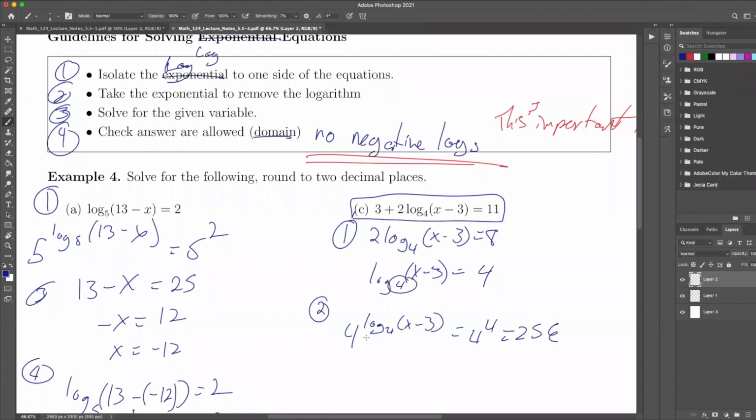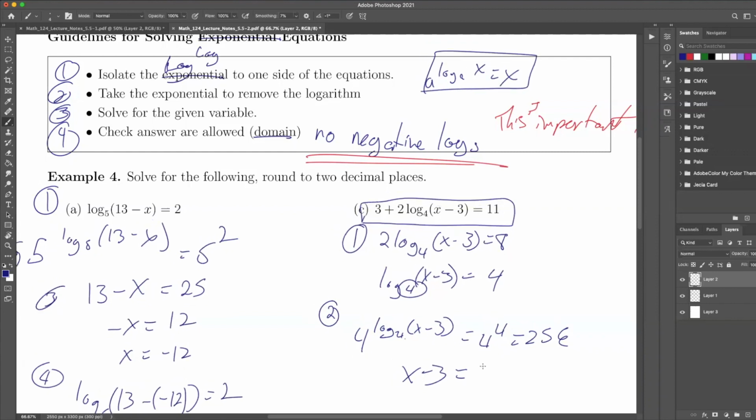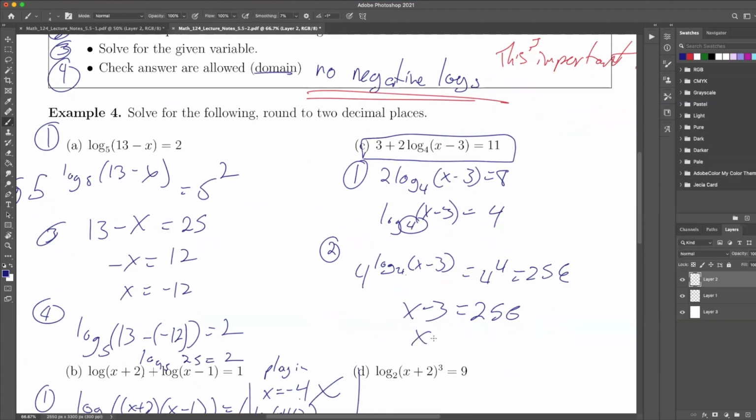So we have 4 to 4. So remember that a to the log base a of x is equal to x, right? That's how it's written in your notes. So here, if I have 4 to the log base 4 of x minus 3, well, that's just x minus 3. Okay, so x minus 3 equals 256. And that just means x is equal to 259. Yeah. Okay.